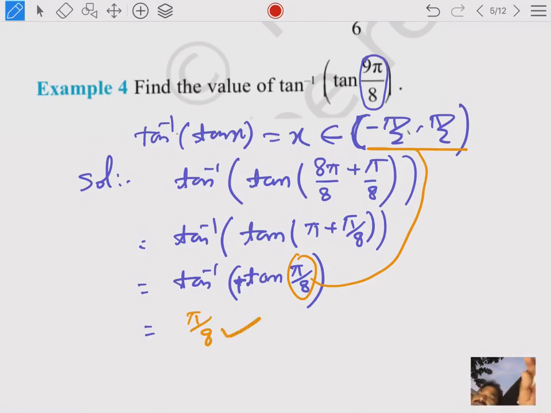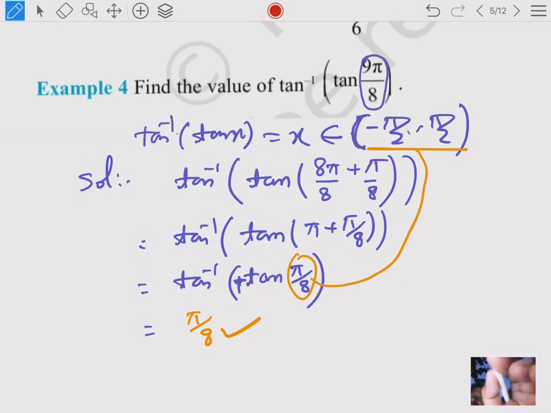So this is a question based on your 9th class, 10th and 11th class theory. And yes, today we have read the formula tan inverse of tan x is equal to x, but x should be in the range of the tan inverse function. This is the rule for all inverse trigonometric functions. So I hope you all understood this question.